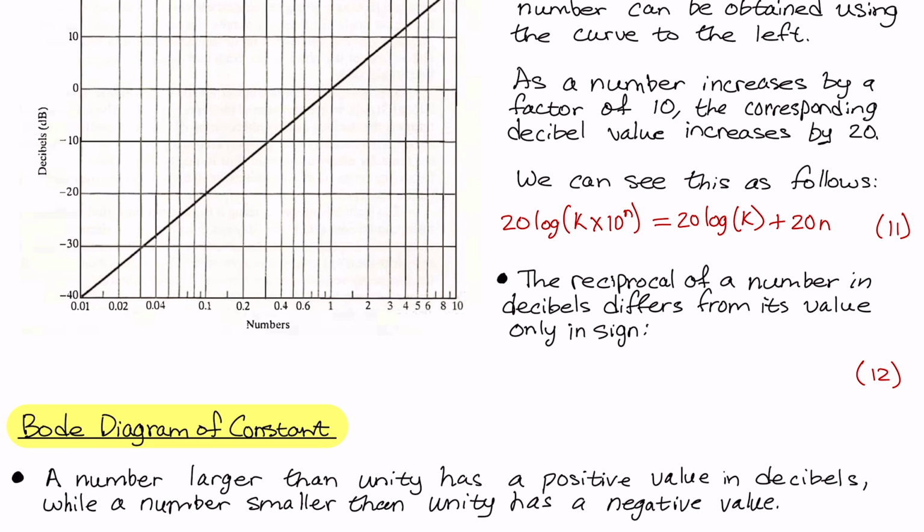All right, so then the reciprocal of a number in decibels differs from its value only in sign, meaning that if we take 20 log of k, this is going to be equal to minus 20 log of 1 over k.